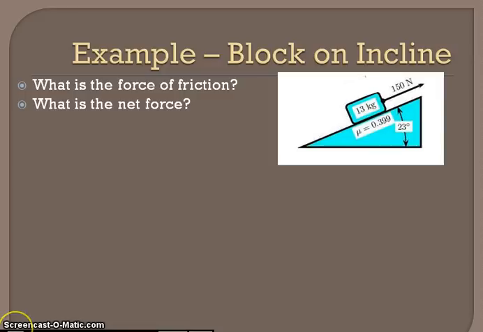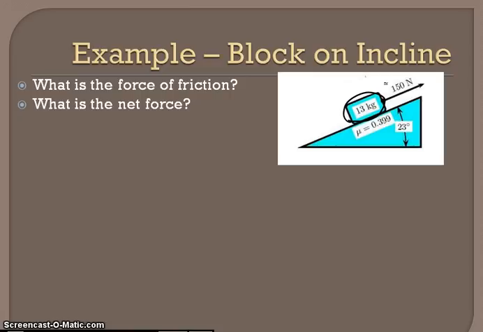Okay, we're back with our example problems, and our first one is an example of a block on an incline. And so we can see that we've got our block here. It has a mass of 13 kilograms, and it is being pulled up the incline with a force that's equivalent to 150 newtons. We do have a coefficient of friction, and we do know the angle of the incline.